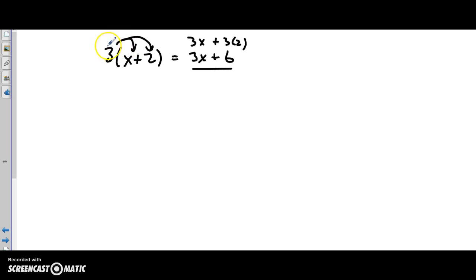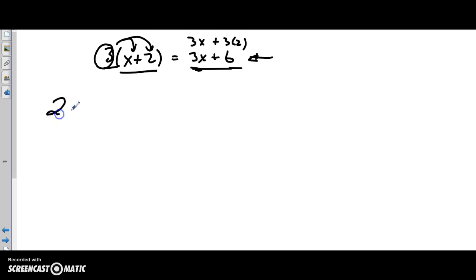Well, this says give me 3 times, or triple, x plus 2. Triple x is 3x. Triple 2 is 6. So that's what's going on here. Distributive property, okay, and that's that. You can collect like terms also with distributive property. Let's go to the next step.